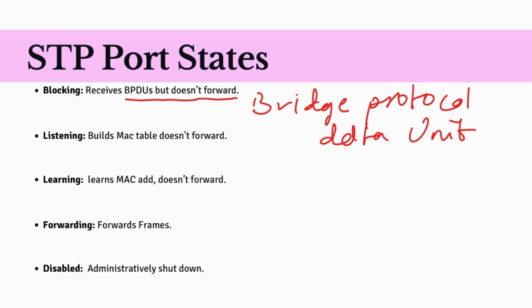Then after that it comes to the listening state, where it builds the MAC address table but doesn't forward the traffic. So in this state, basically, BPDUs are processed. After that the port goes to the learning state. In the learning state it learns MAC addresses but doesn't forward, and after that it goes to the forwarding state. At this stage the port is in fully operational mode and it forwards the frames. And the last one is disabled, where the admin can administratively shut down the port.